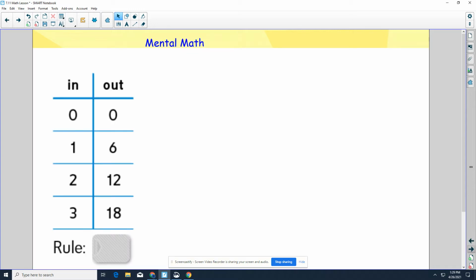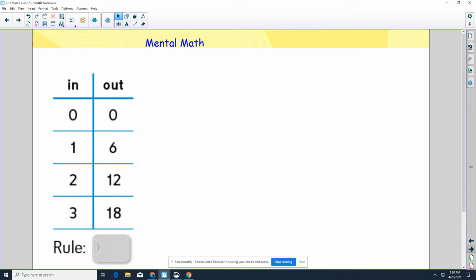So we look at our mental math here, we can see an in and out table, so we need to determine what the rule is. So we look at the first one, I see the in is 0, the out is 0. Really doesn't tell me much, other than probably it's plus 0, which doesn't make sense, or multiply by 0. And again, that doesn't make sense either. Then we look at 1, it goes up 6, and then we look at 2, it goes up 12, and then 3, it goes up 18.